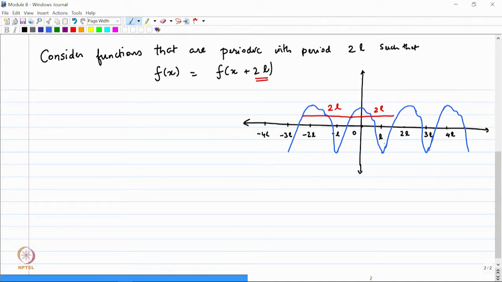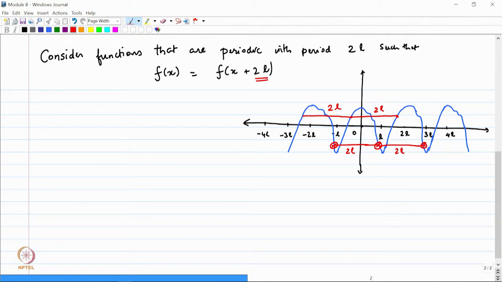One of the things about this function is that you can take any point, go 2L ahead and you will end up with exactly the same point. If you go 2L forward or 2L backward, you will end up with exactly the same value. So the value of the function will be exactly the same.